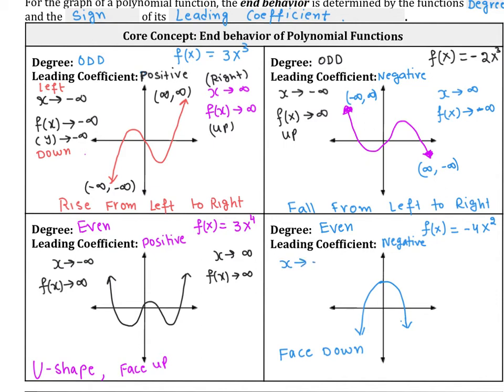X approaches negative infinity. So in this direction, where x is going to negative infinity, y is going to go to negative infinity. If x approaches positive infinity, which is this side, y is still going to approach negative infinity. Because you can see that both ends are facing down. It means it's going down on both sides. Down means y approaches negative infinity.